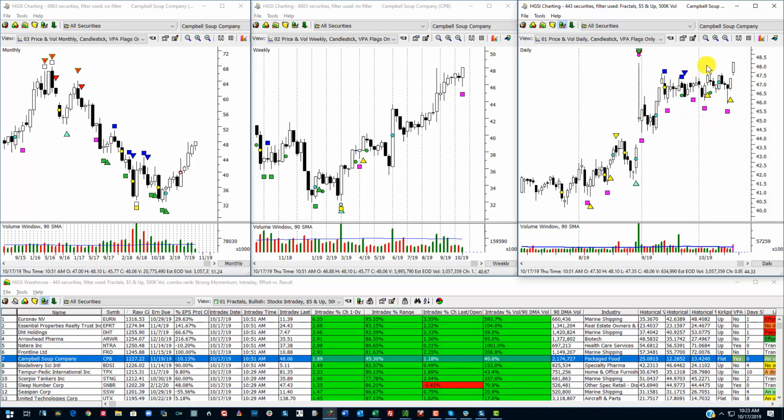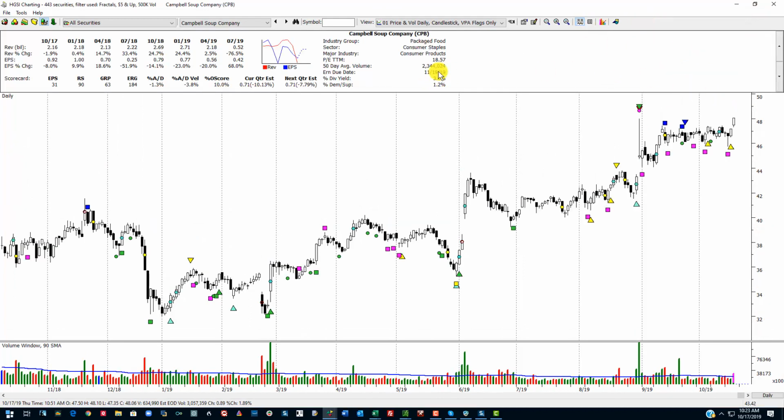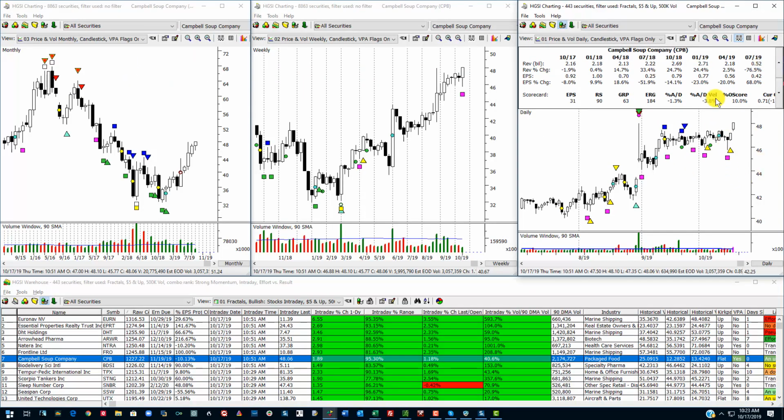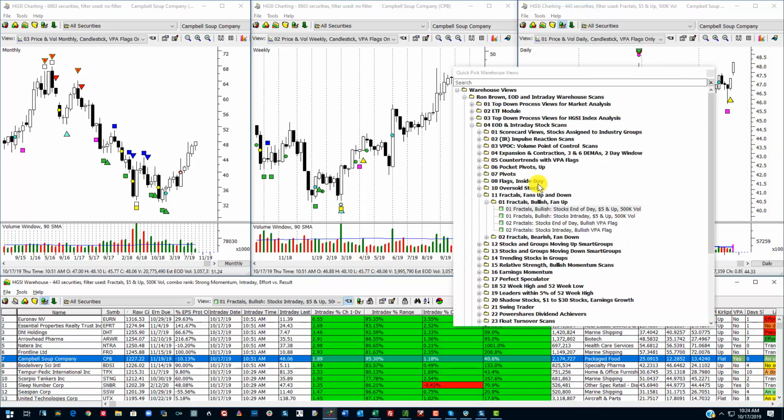Now here's Campbell Soup Company. Let's see when they report. They don't report until November, but you can see that it's breaking out past resistance, and the monthly chart, the weekly chart, and the daily chart are all confirming one another. Okay, let me move on.